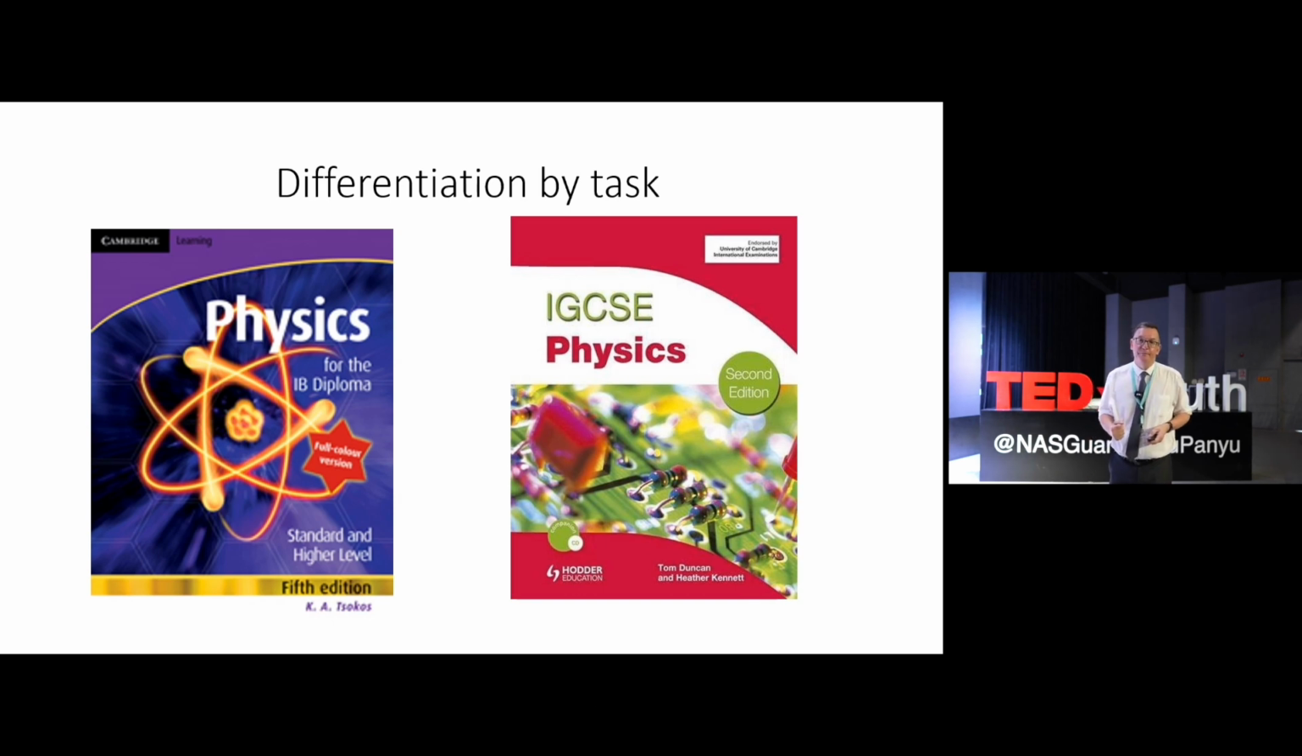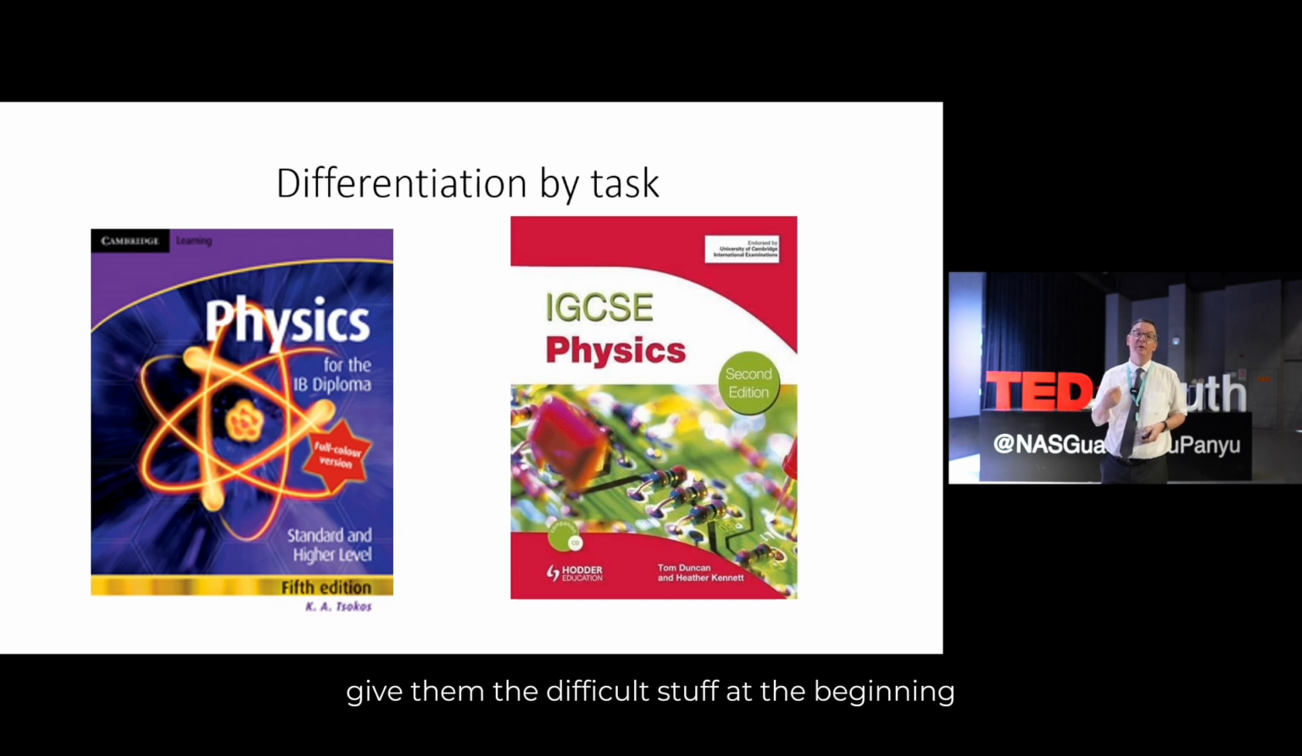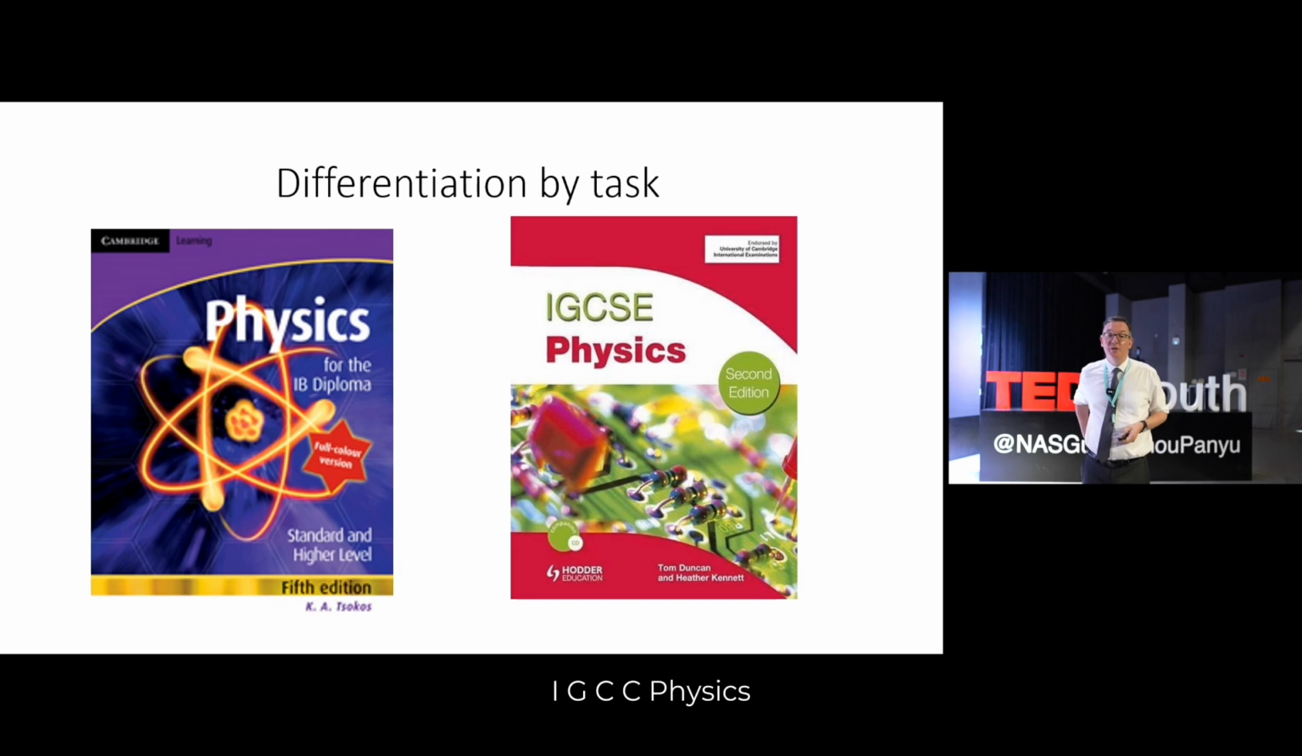Be brave. If you've got a student in your class who's way ahead of the others, don't make them do the easy work and then give them the difficult stuff. Give them the difficult stuff at the beginning. I use this slide because I remember I taught a boy at the British School of Warsaw in Poland, Michael, who walked into my year 10 class and obviously knew IGCSE physics.